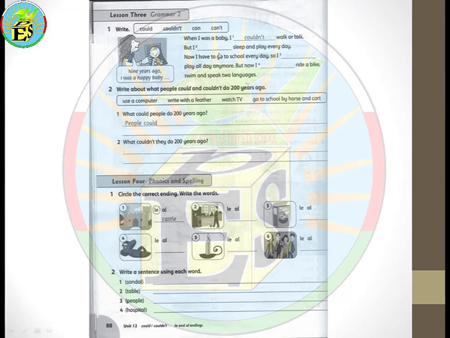So what is the correct word to put here? When I was a baby, I couldn't walk or talk, but is it could, can, or can't? Think of the correct answer. Let's continue reading. "Now I have to go to school every day, so I play all day anymore." Now, in the present. So now she's 9 years old, she goes to school every day, and she what? She can or can't play all day anymore.